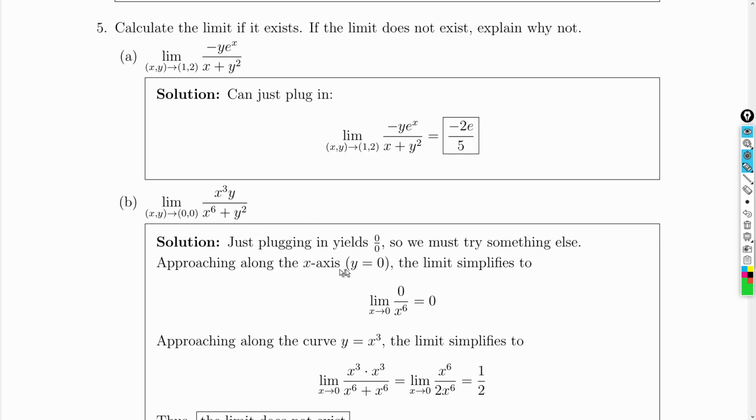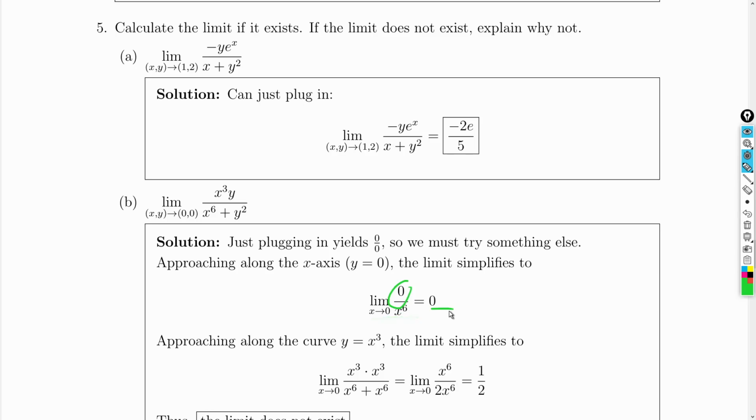When we approach along the x-axis, pictorially that's like you're going this way. Technically, you can go from either side. What you do is you set y equal to 0 in this function, and that makes the numerator 0. That makes this term go to 0, and you're just left with this term, x to the 6. So this two-dimensional limit becomes this one-dimensional limit, and this function clearly is just 0, so the limit ends up being 0.